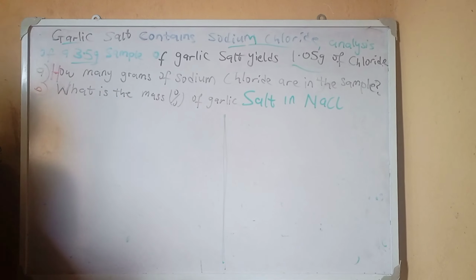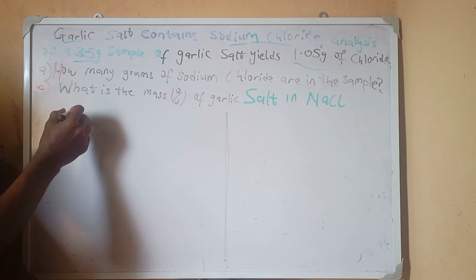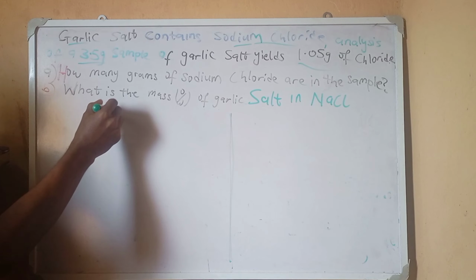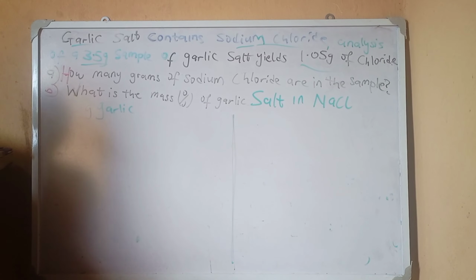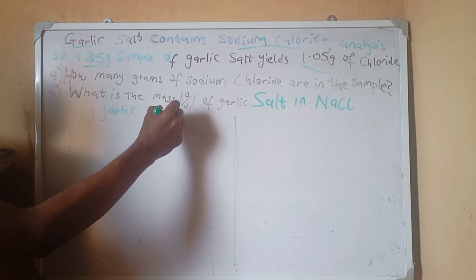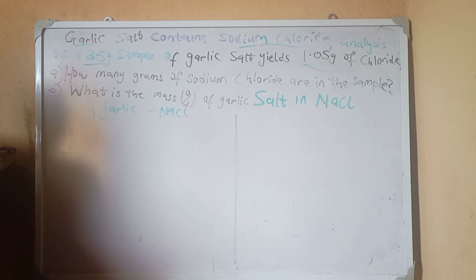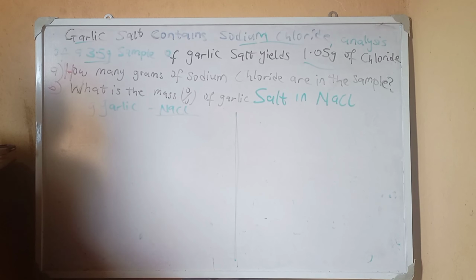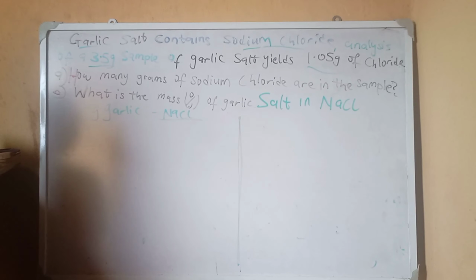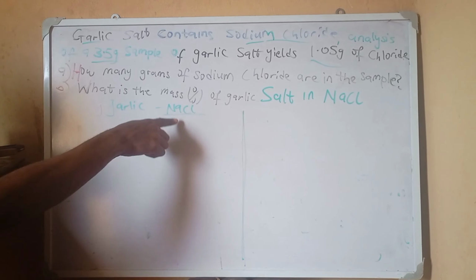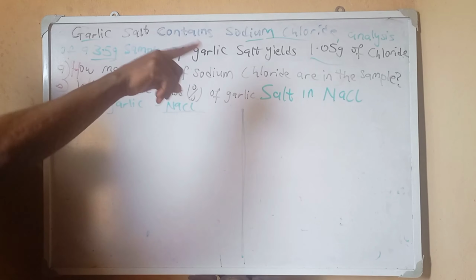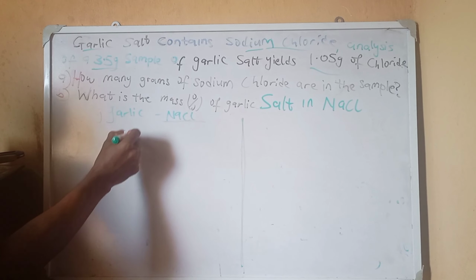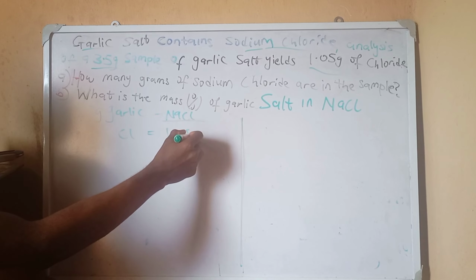Now let's try to bring out details of this. We have garlic salt. And in this garlic salt, we have NaCl, sodium chloride. Our focus now is the sodium chloride, because the question says how many grams of sodium chloride are in the sample. This is our focus. So we have sodium chloride, and the amount of chloride in the sodium chloride is 1.05. The amount of chloride, that's chlorine, is 1.05 grams.